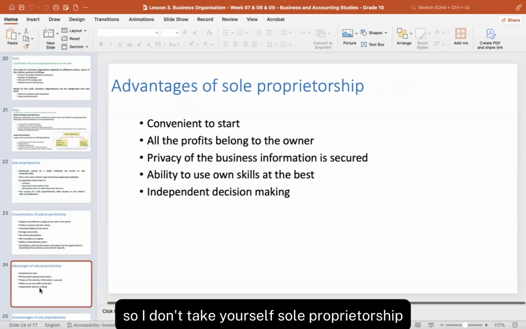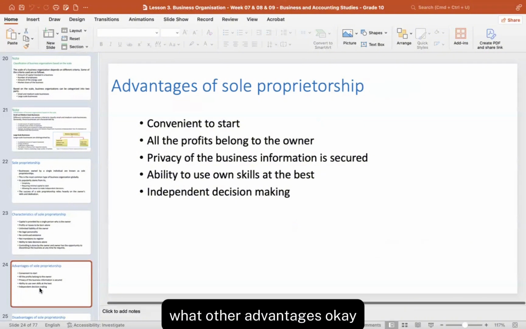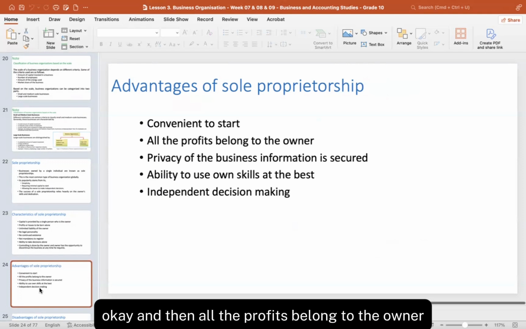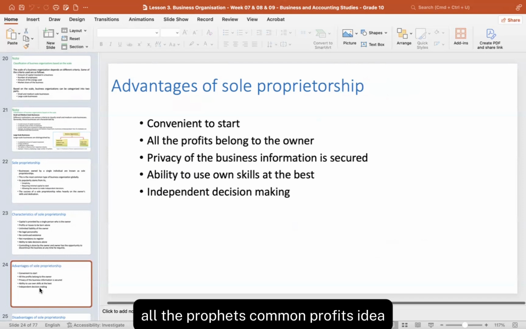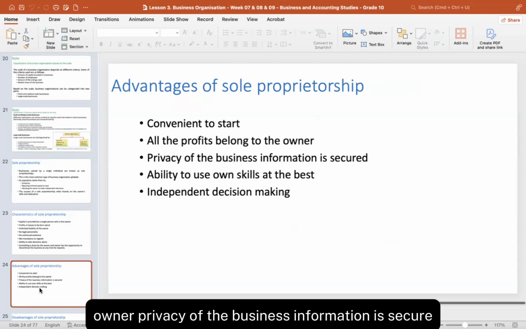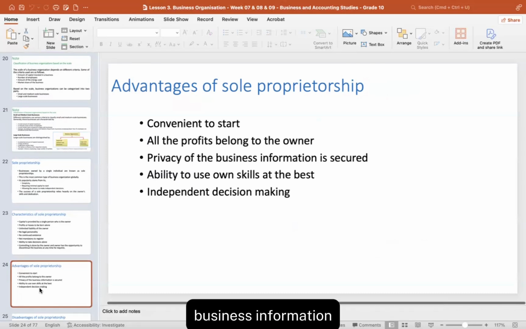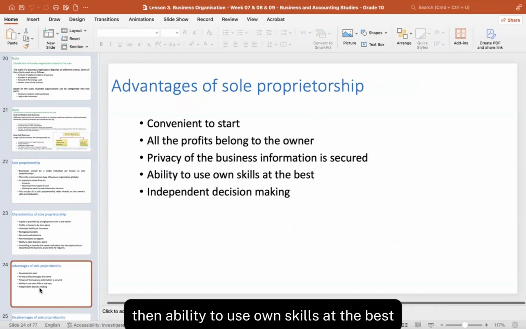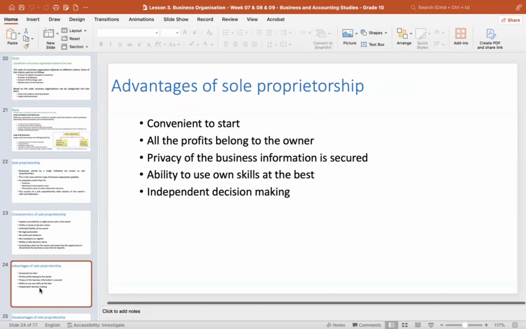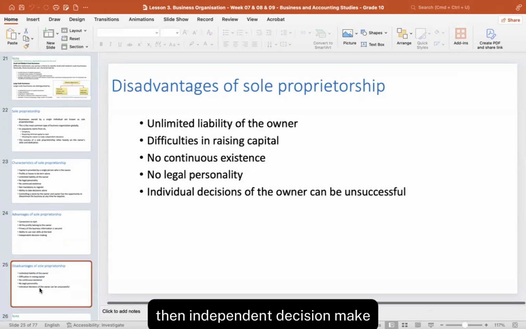So advantages of sole proprietorship. What are the advantages? It's convenient to start, because you need not register. And then all the profits belong to the owner. Privacy of the business information is secure. Then ability to use own skills at the best, you can use your skills well. Then independent decision making. Right?